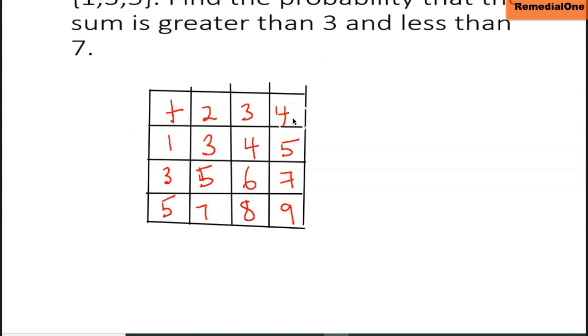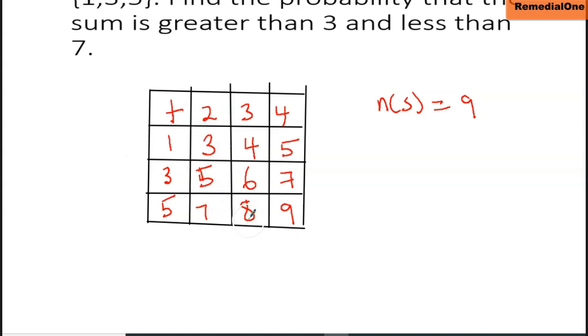Okay, so what is the sample space? 1, 2, 3, 4, 5, 6, 7, 8, so it's 9. Sample space is 9. Number of sample space is equal to 9. So what is the event? Event is the collection of sample points. So the event is the sum is greater than 3 but less than 7.